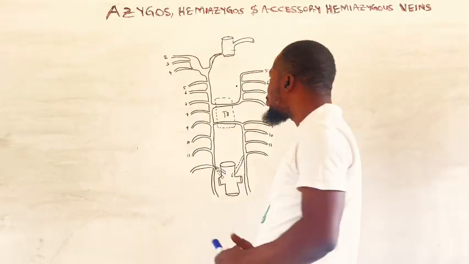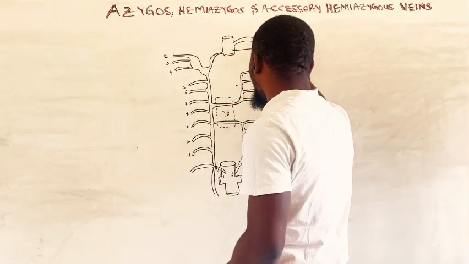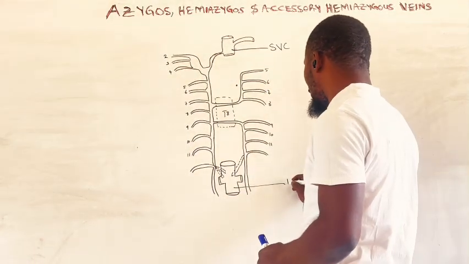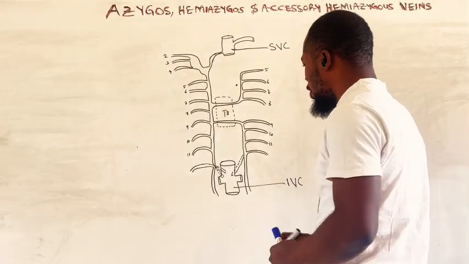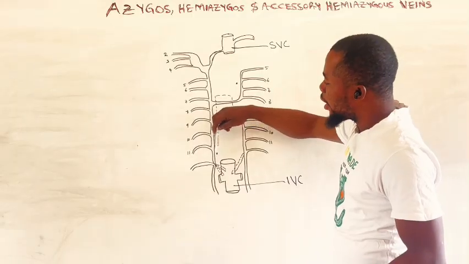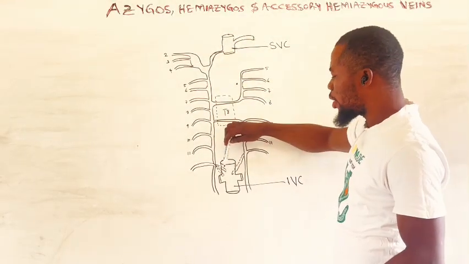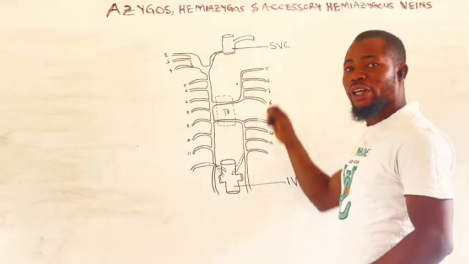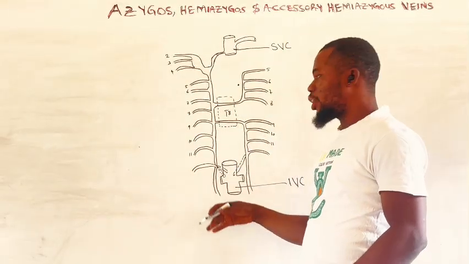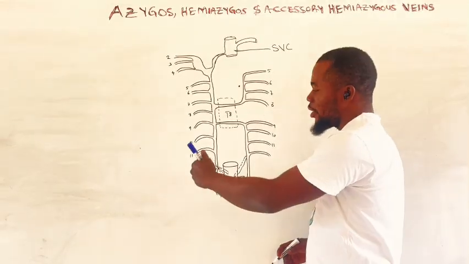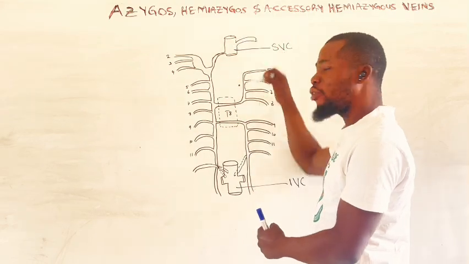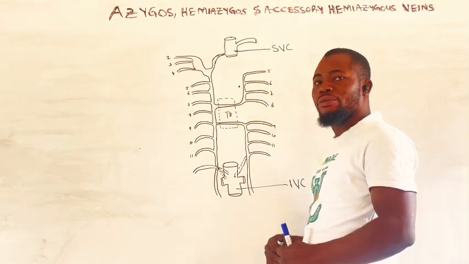From this diagram, up here is our superior vena cava, and down here is our inferior vena cava. As you can see on the right side, this vein serves as a means of connection between the inferior vena cava and the superior vena cava, and that vein is the azygos vein.